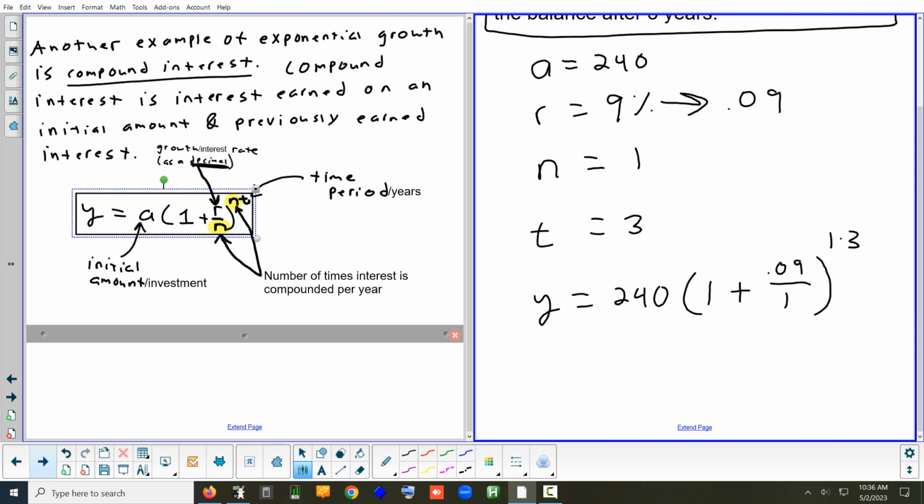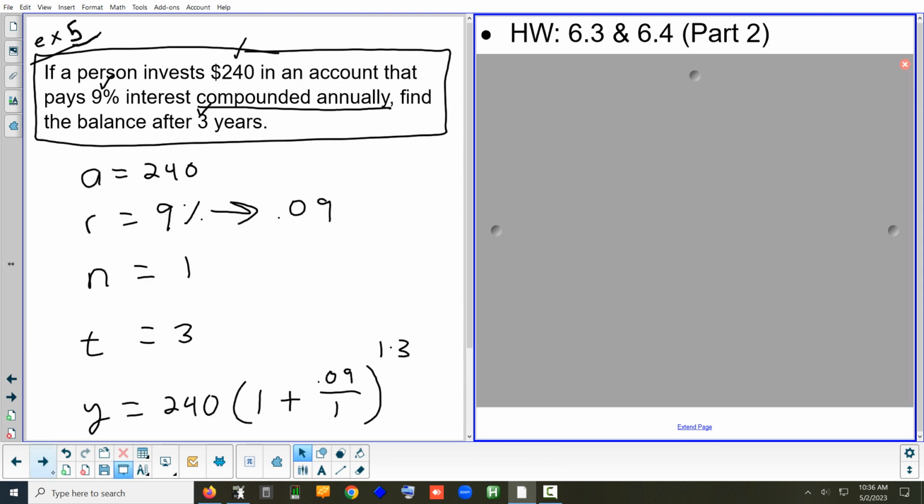Okay. We'll practice typing that in on the calculator tomorrow. So homework tonight is the 6364 worksheet, part 2.